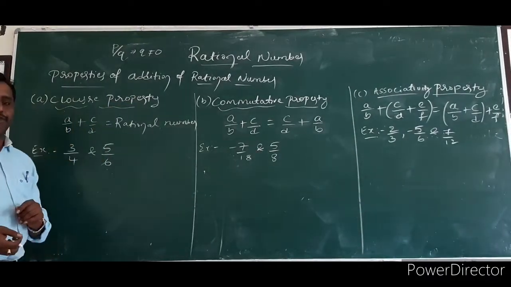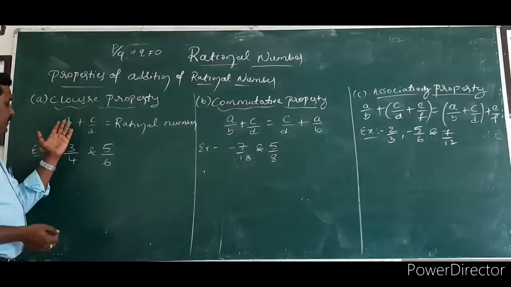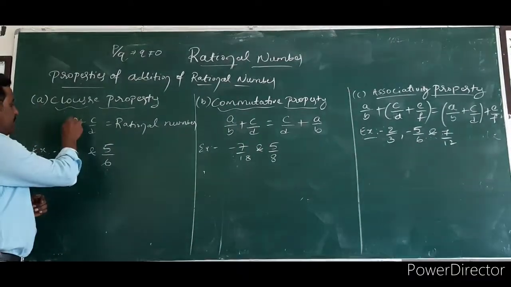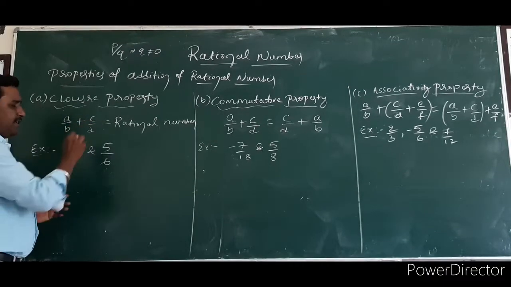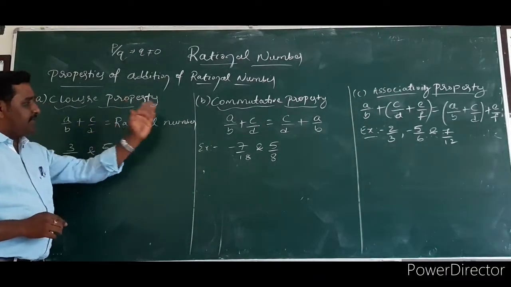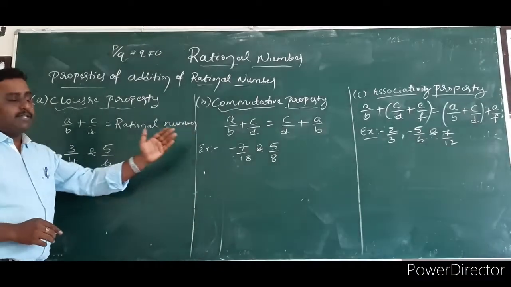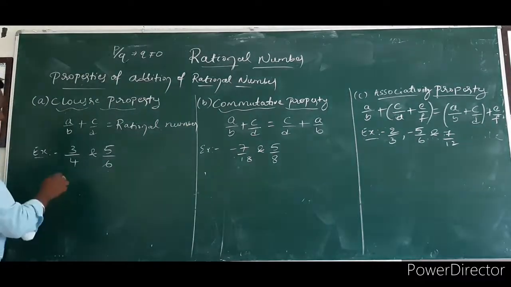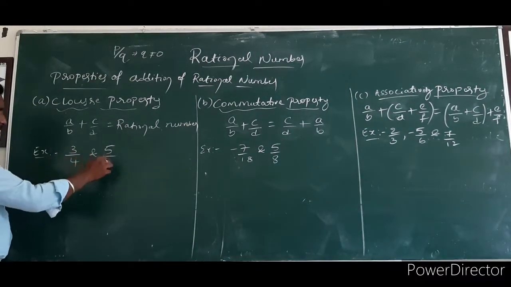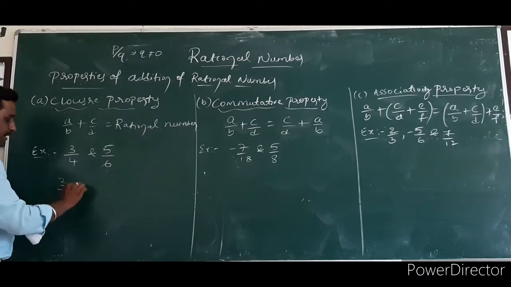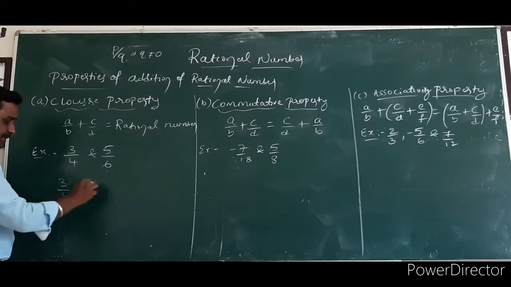What is meant by the closure property? If you take any two rational numbers, here I am considering A by B and C by D, generally, and you add the two rational numbers, again you will get one rational number. For example, I am taking 3 by 4 and 5 by 6. So add 3 by 4 plus 5 by 6.